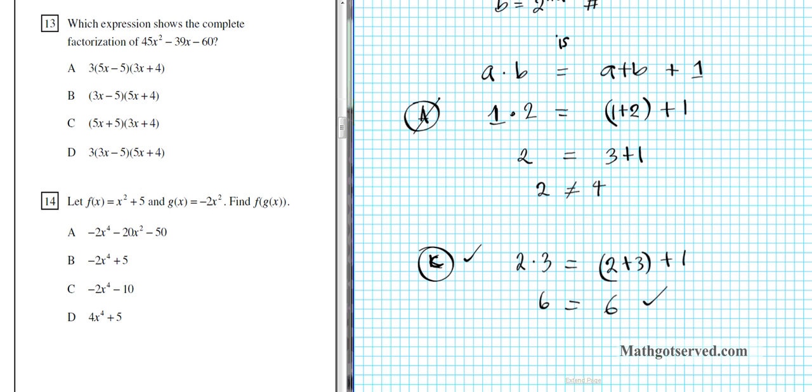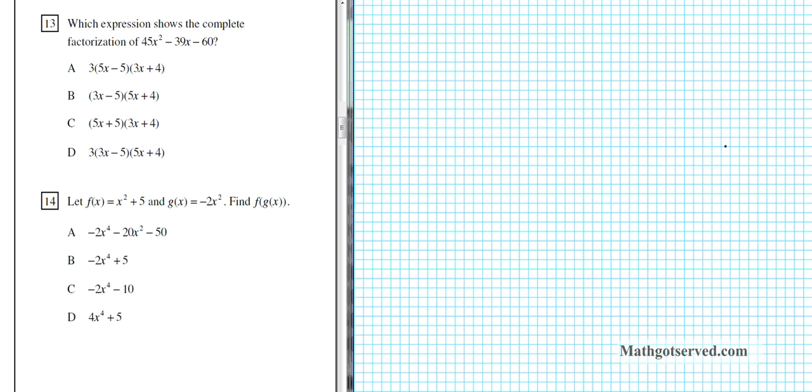All right, let's take a look at question number 13. It says, which expression shows the complete factorization of 45x squared minus 39x minus 60? So which of these options shows the complete factorization of this expression?